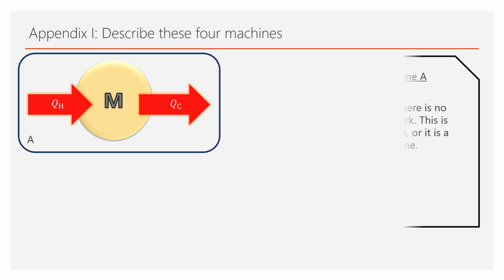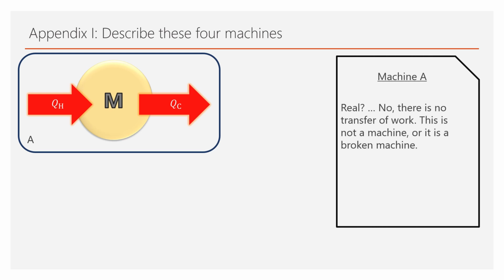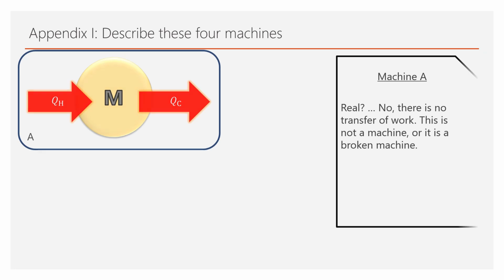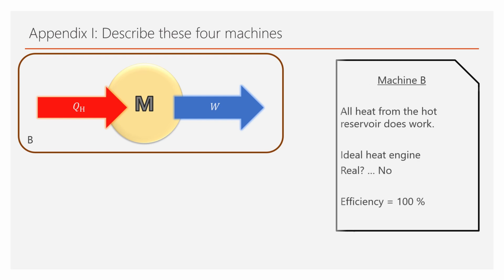Let's review the 4 machines. In machine A, heat is transferred from a hot reservoir into a cold reservoir, and none of the energy is used to produce work. This is not a machine at all. It simply represents thermal conduction. In machine B, work is done from an equal amount of heat pulled from a hot reservoir. This represents an ideal heat engine with 100% efficiency and violates the second law of thermodynamics, and so is not a real machine.